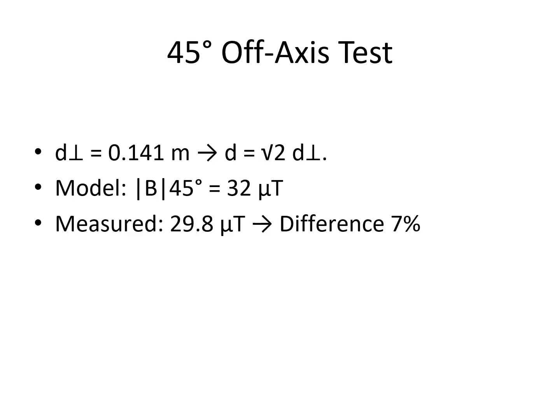For the 45-degree off-axis test, d perpendicular was about 0.141 meters. And for the model, B at 45 degrees was about 32, and the measured one was 29.8, and the difference between these two values was about 7%.